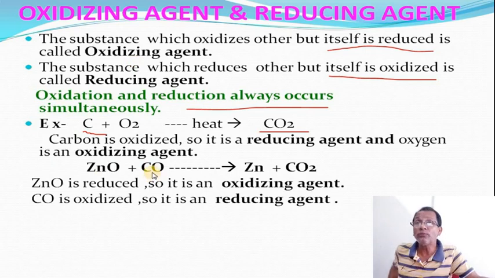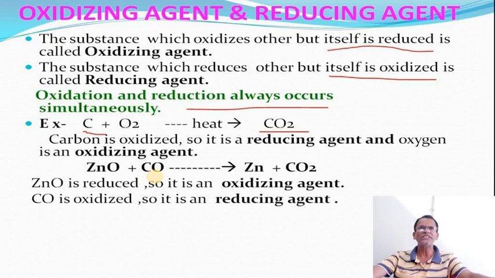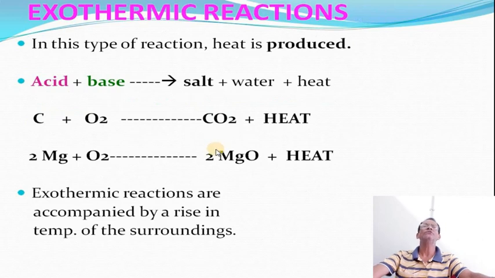And carbon monoxide is oxidized to carbon dioxide. That's why it itself is oxidized. CO is oxidized, which means it is a reducing agent. Just opposite: oxidized means reducing agent, reduced means oxidizing agent. So zinc oxide is reduced, so it is the oxidizing agent. Carbon monoxide is oxidized, so it is a reducing agent.